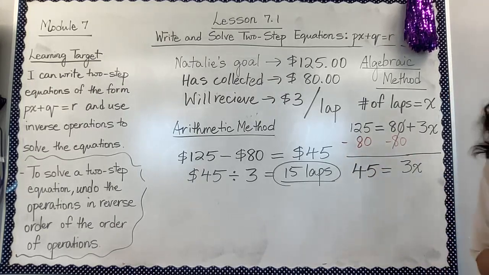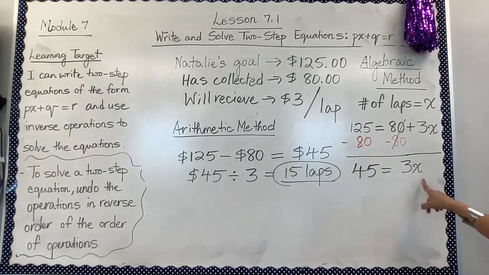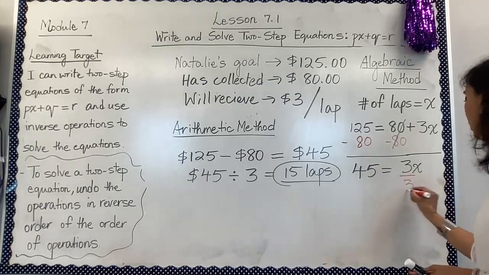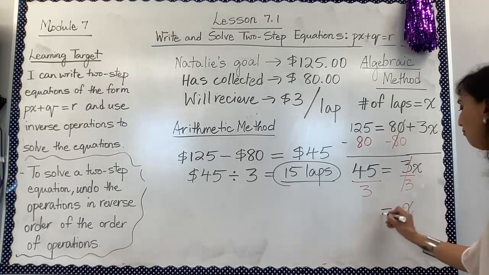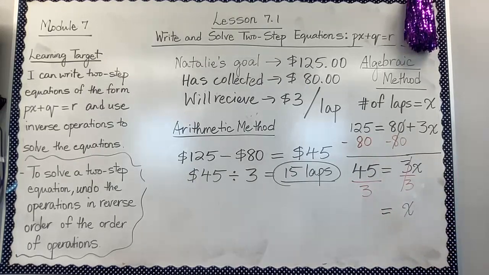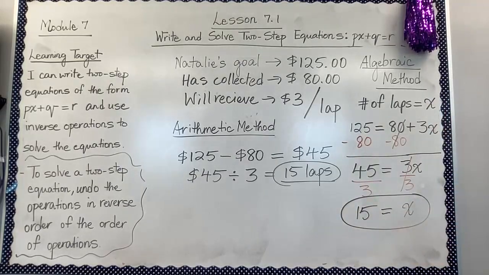Okay, and now it is a one-step equation, and so I have a coefficient before the variable. That means there's multiplication. So the inverse operation of multiplication is division, and I am going to divide 3 from both sides of the equation. 3 divided by 3 gives me 1. So 1 times x is equal to x, and 45 divided by 3 gives me 15. So here is my answer. Okay, using either method, Natalie needs to jog 15 laps to reach her goal.